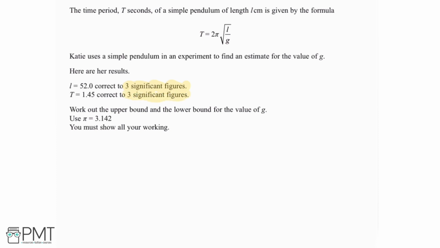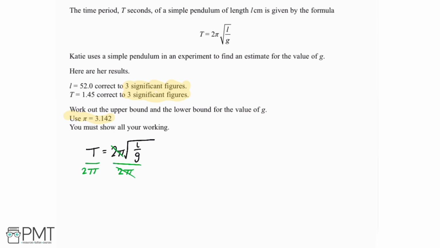We need to work out the upper bound and the lower bound of the value of G, using pi to equal 3.142. So we're going to be working out the upper bound and lower bound of the value of G. So we want to know what G equals to. So I'm going to take this formula and rearrange it so we get G equals something. So first thing I'm going to do is divide both sides by 2 pi.